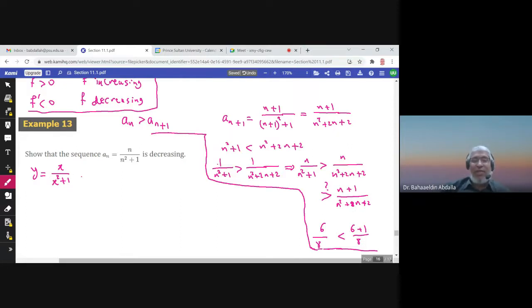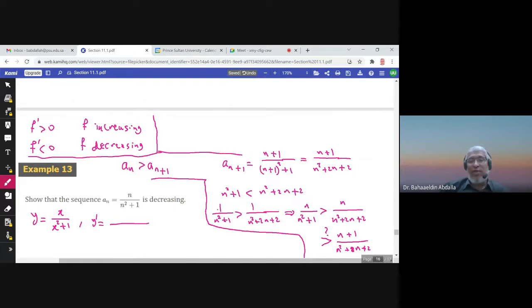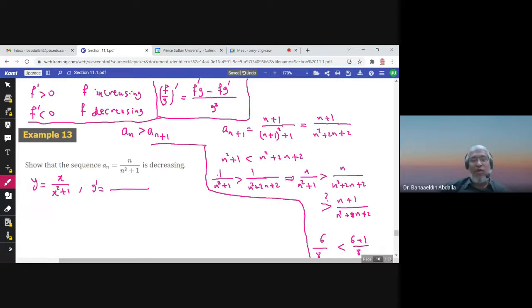And to do that, I need to find y prime. And to find y prime, I need to use the quotient rule. If you don't remember, the quotient rule says that to find the derivative of f over g, you write here g squared, and here you write f prime times g minus f times g prime. So let us apply this formula.